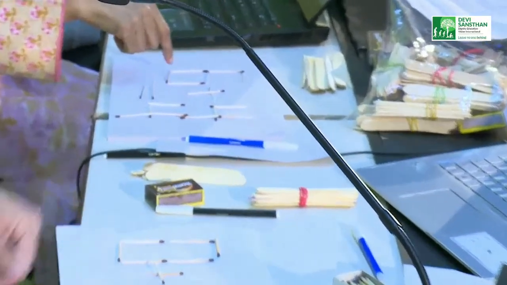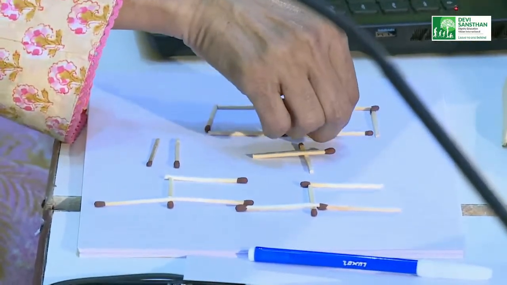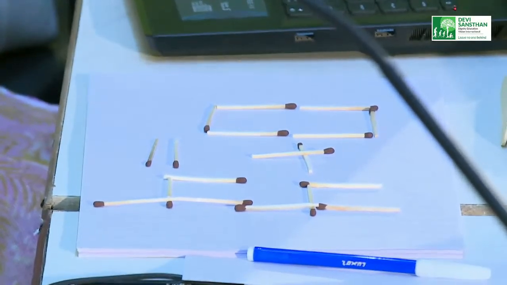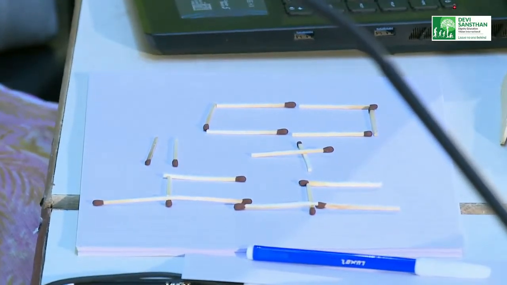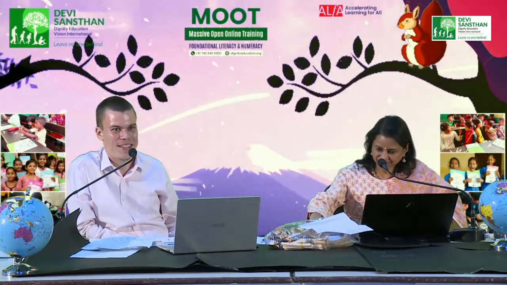ये है ना? 6. This is 6. Okay, we're taking this one and putting it like this, so it becomes 0. Yeah, great. So 0 plus 4 equals 4. Now, I'm going to astonish you by saying that there's actually another solution to this as well.